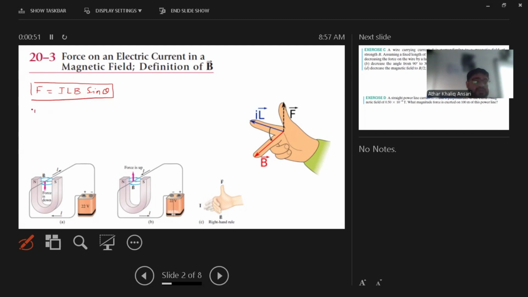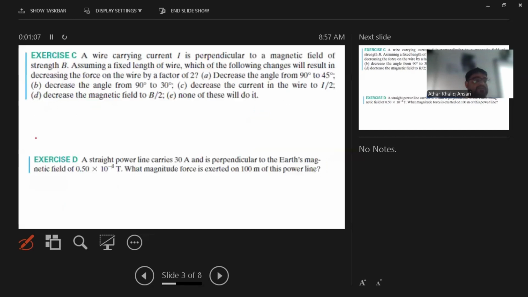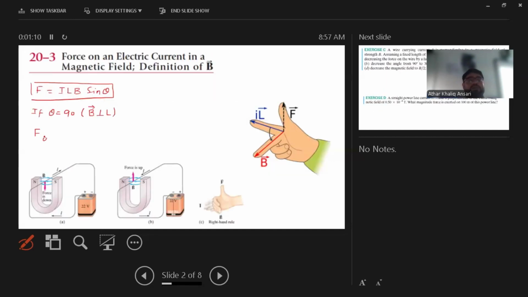If theta is 90 degrees, you have to remember that the magnetic field is perpendicular to the length of the wire. Then what will happen? The force is maximum. Why? Because when theta is 90 degrees, sine 90 degrees is 1. When we substitute it, the force will be equal to ILB only. So this is called the maximum force on the current carrying wire.